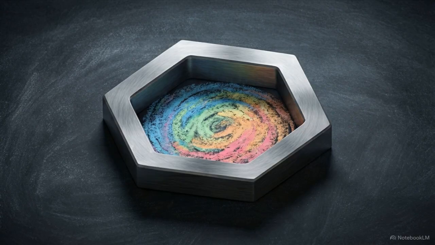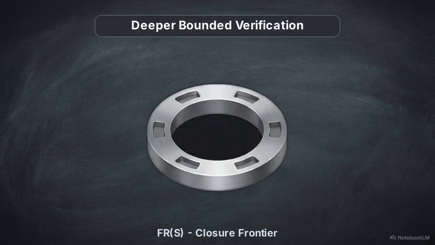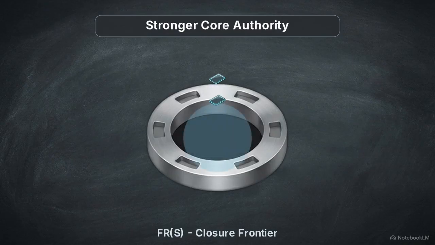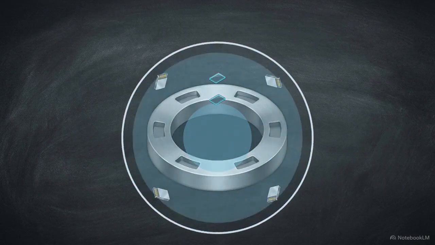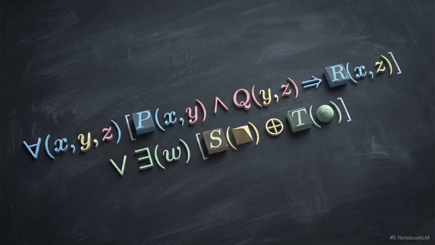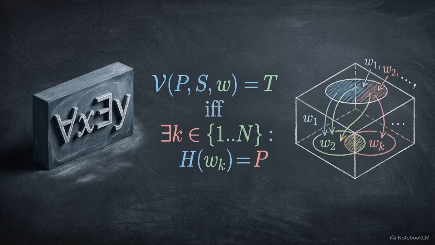Escaping the closure frontier requires three mathematical routes. First, deeper bounded verification adds a new layer of challenge or repair. Second, stronger core authority replaces the engine with a more powerful verifier. Third, witness set expansion allows the interface to process radically richer supporting artifacts. These three branches, depth, authority, and expansion, provide the only mathematically sound definitions of structural progress in modern AI.